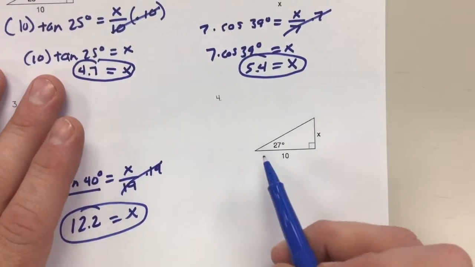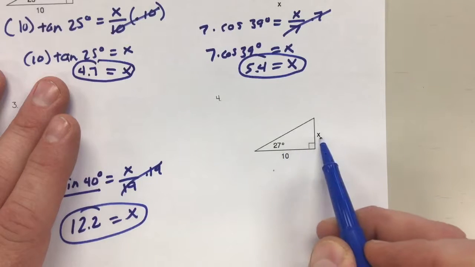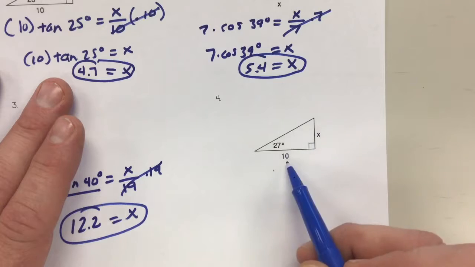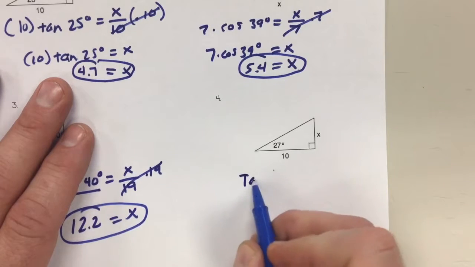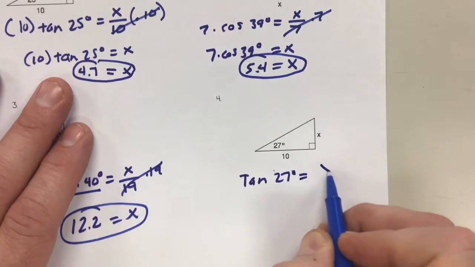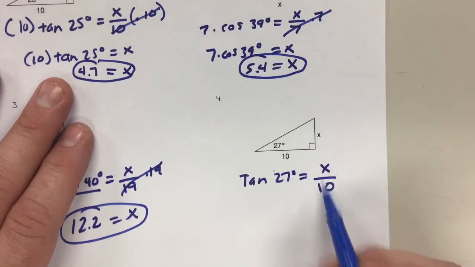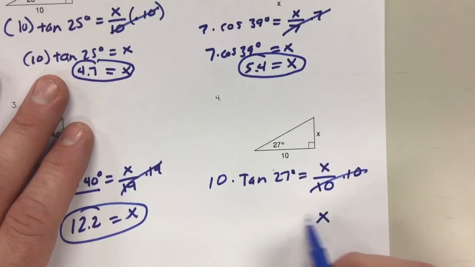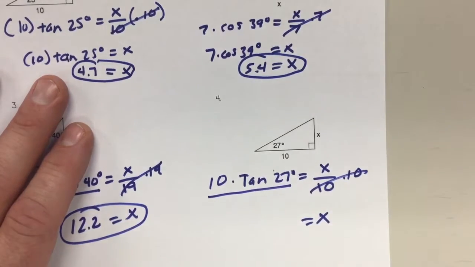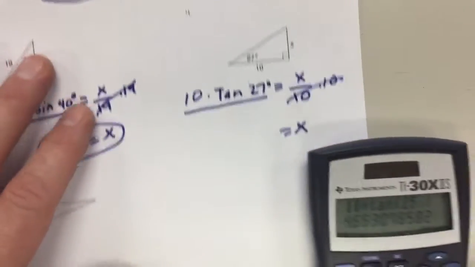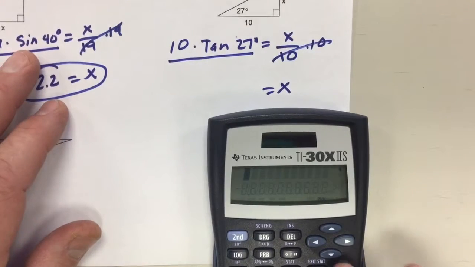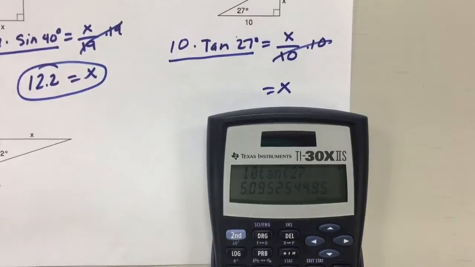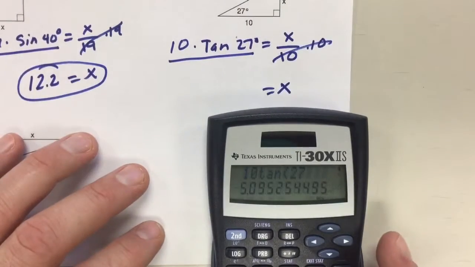All right, number 4th example. Again, here's the angle, 27 degrees. X is the opposite side. 10 is the adjacent side. That's opposite over adjacent. That's tangent. So I'm going to do tangent 27 degrees equals opposite over adjacent. Multiply both sides by 10. I get x equals, type that into your calculator. Let's use this calculator this time. So 10 times tangent 27. And that's 5.1 if you round it.